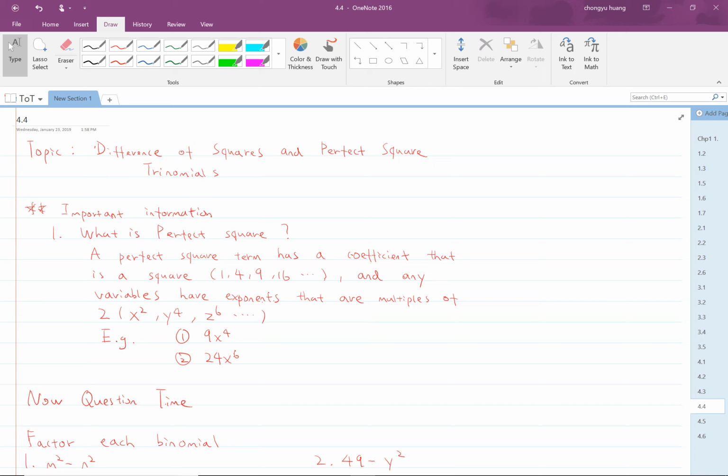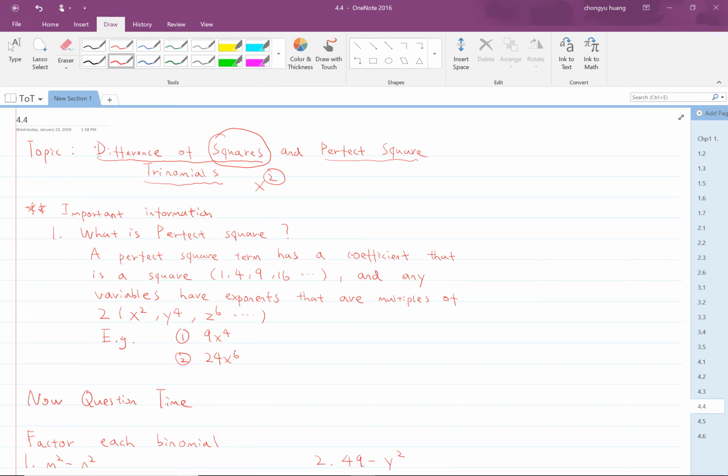Okay, so hello guys. Today's topic is going to be the difference of squares and perfect square trinomials. As the topic says, you should know squares. It's simply like this, right? x to the power 2, x squared.